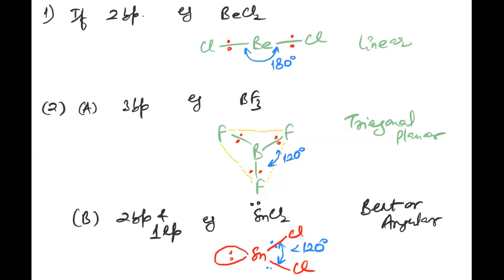So BeCl2 is found to have linear geometry. BF3 is found to have trigonal planar geometry. SnCl2 is found to be bent or angular.